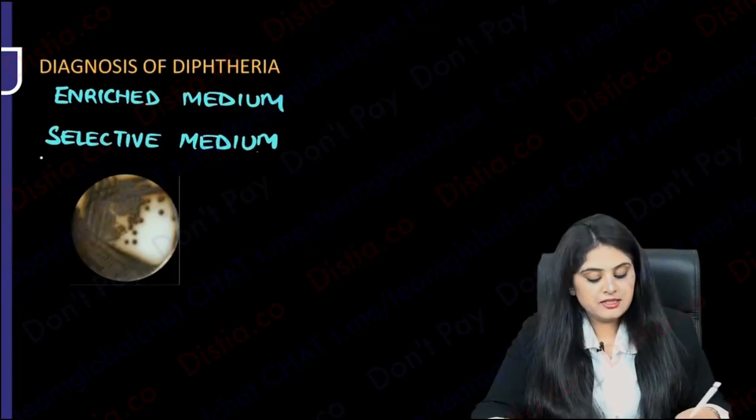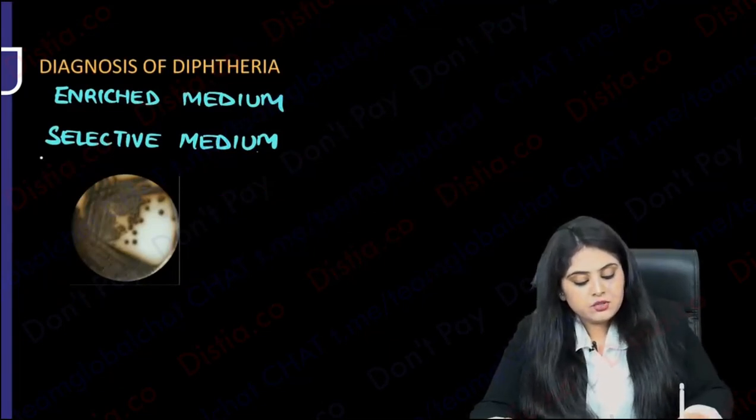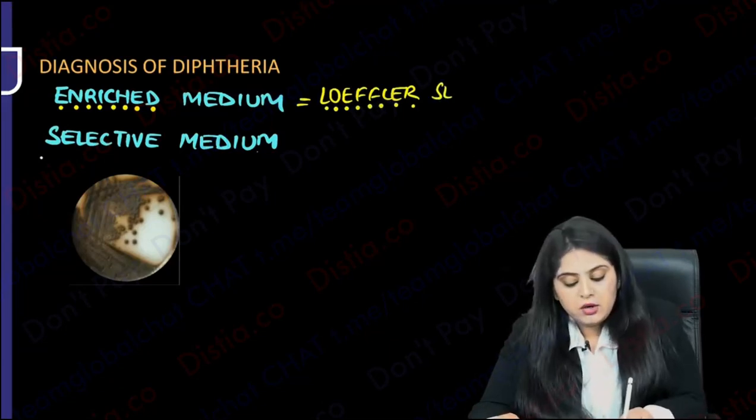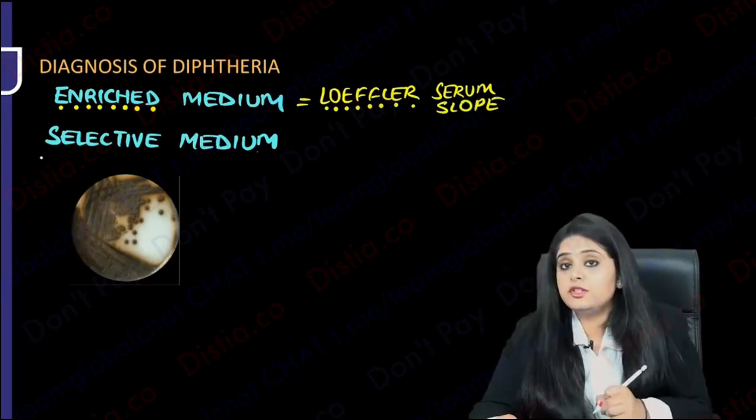Enriched media, selective media. So look at this. Enriched: 1, 2, 3, 4, 5, 6, 7, 8. 8 alphabets. So the name may be Loeffler media. Loeffler, count karo. Loeffler also has 8 alphabets. It is known as Loeffler serum slope. Remember, Loeffler is used as enriched media.